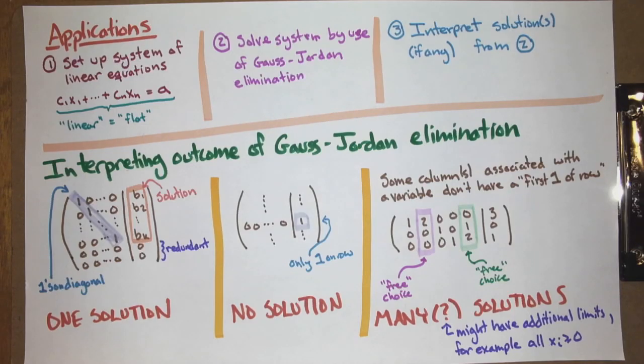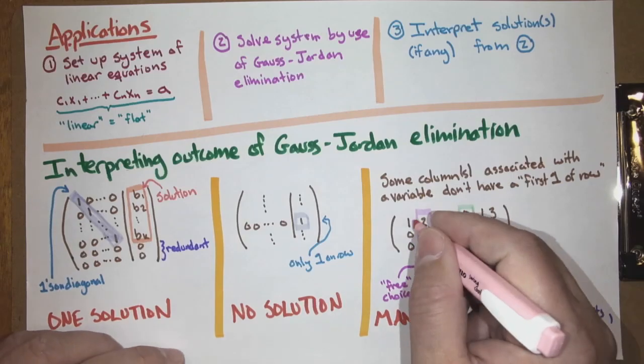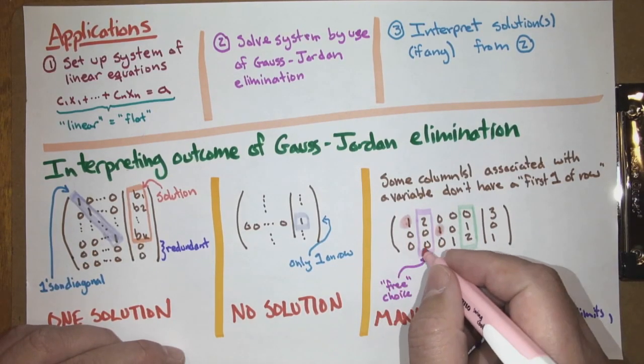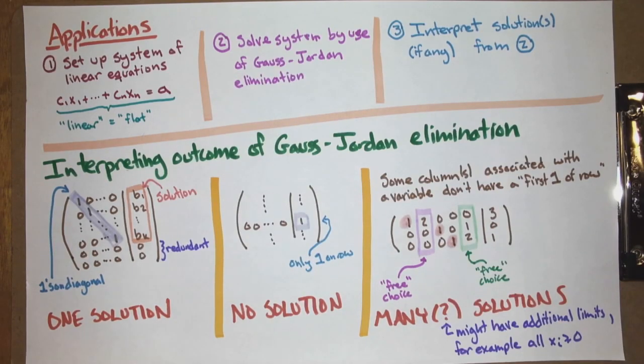Now, the last case is that we have some columns which are associated with a variable which don't have a first one in a row. So I've written down a more explicit example. When I talk about the first one in a row, you can see that in the first row it's the first entry, in the second row it's the third entry, and in the third row it's the fourth entry. Those are what I mean by the first one of the row. For those, you have to knock out all the other entries in that column. But there are 2 columns left over.